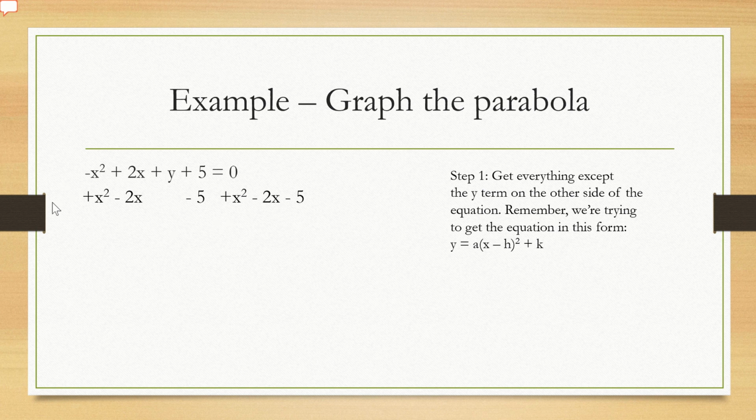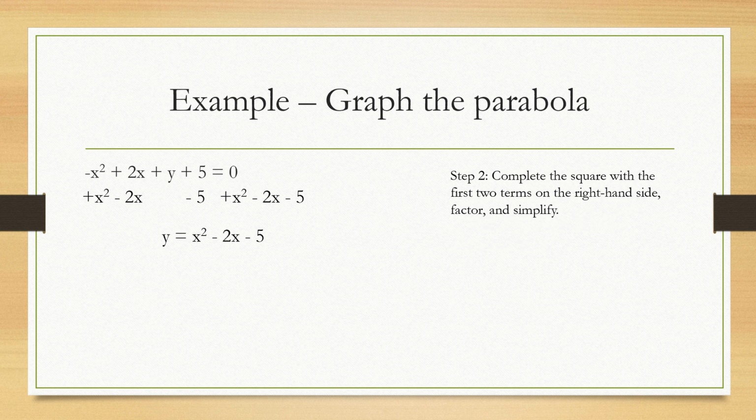So we add x squared to both sides, we subtract 2x from both sides, and we subtract 5 from both sides. And the equation looks like this: y equals x squared minus 2x minus 5. Then our next step is that we have to complete the square with the first two terms on the right-hand side, factor and simplify, okay?